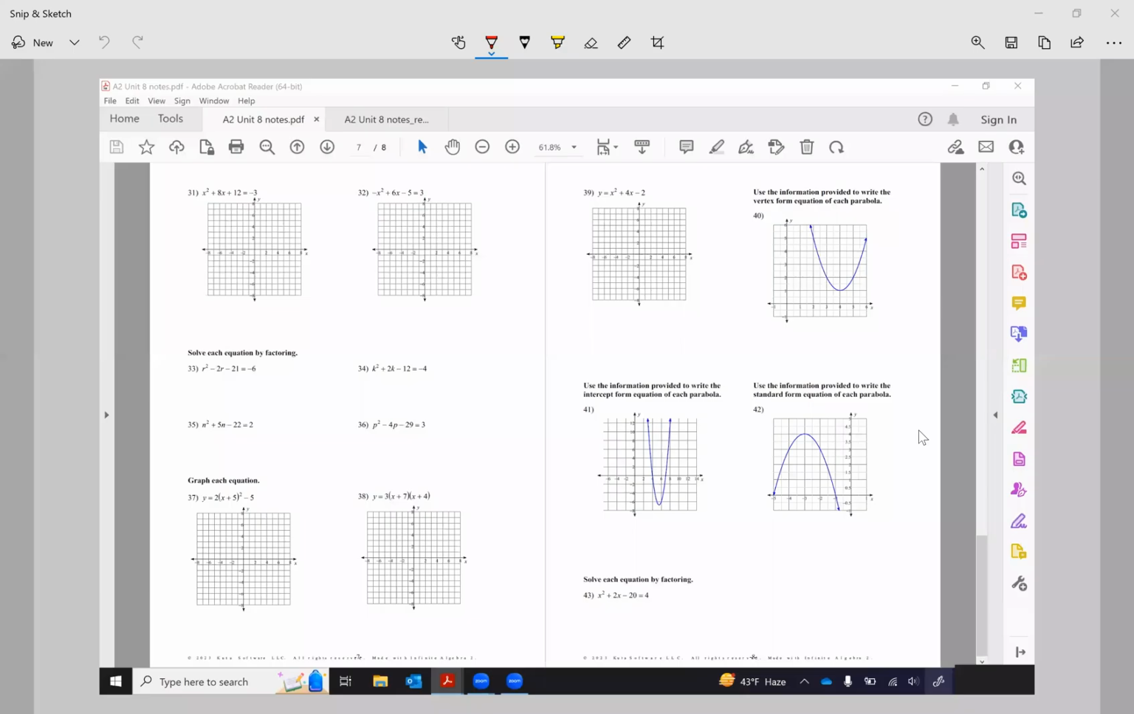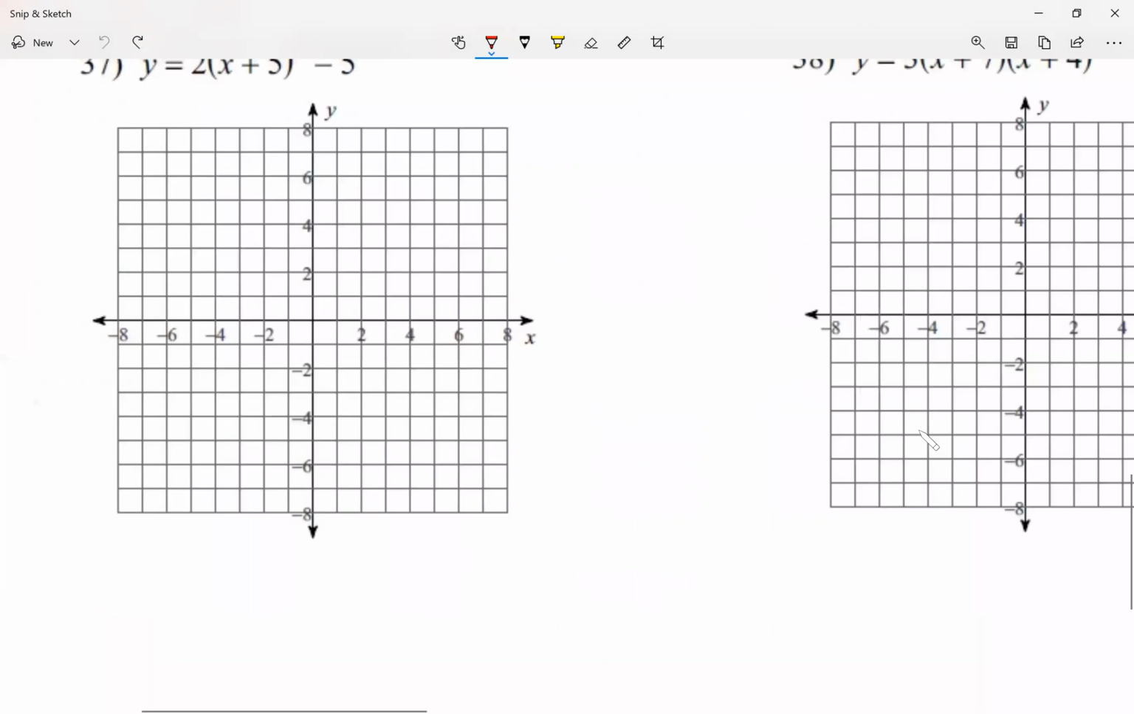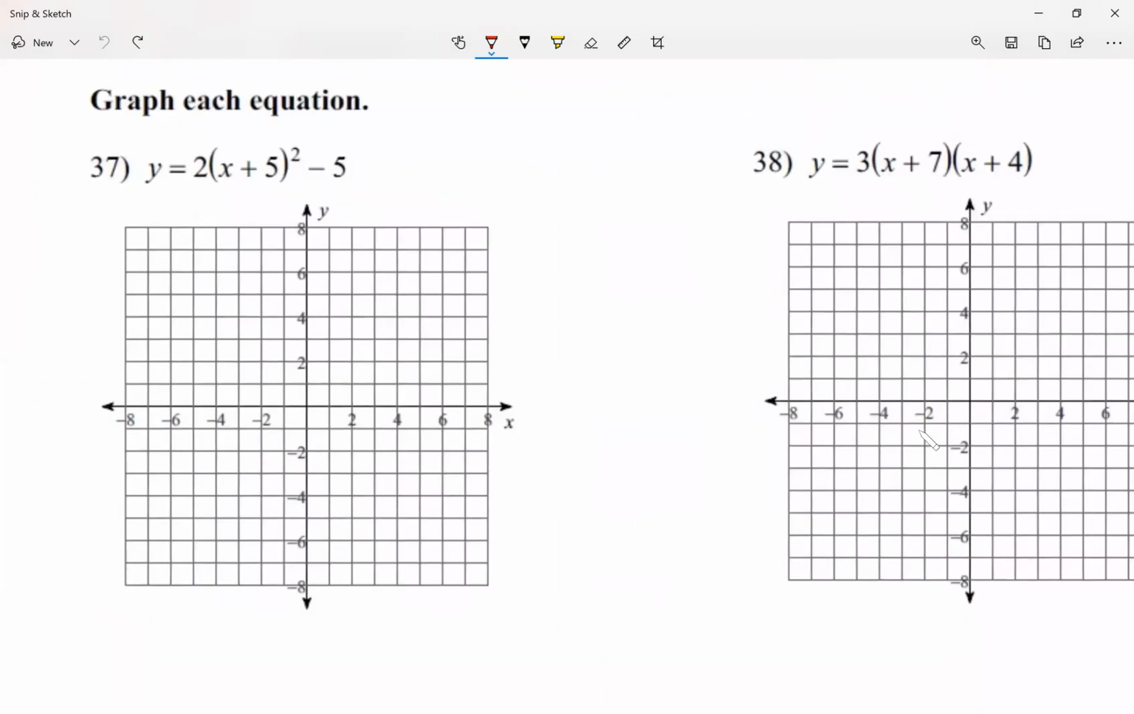Okay, we're closing down this unit, so we gotta get ready for this. Let me zoom in. I'm gonna work 37 through 43. So graph each equation. Okay, we're gonna graph this.